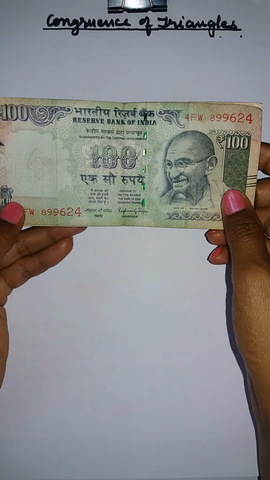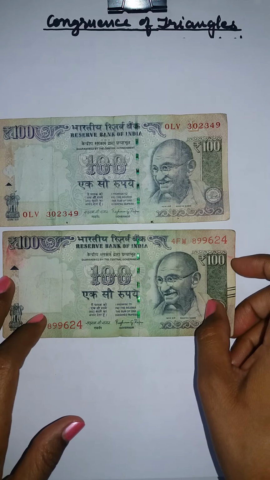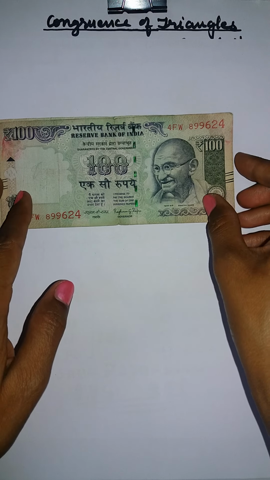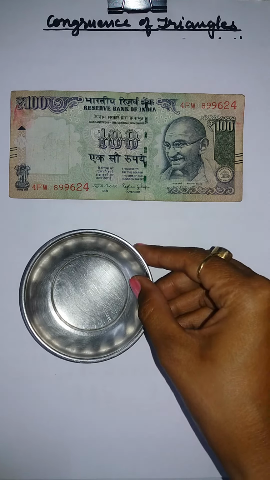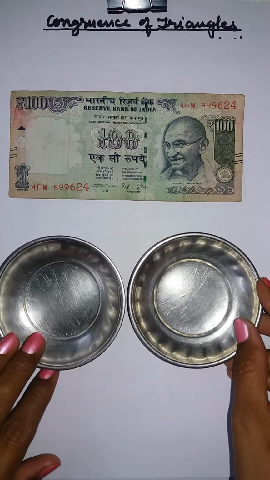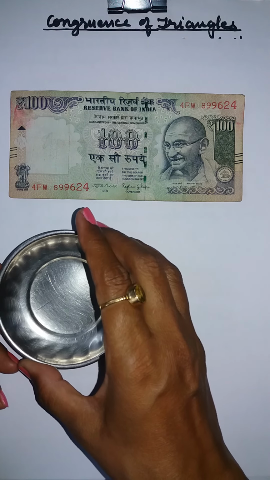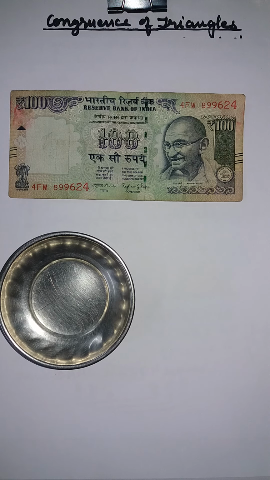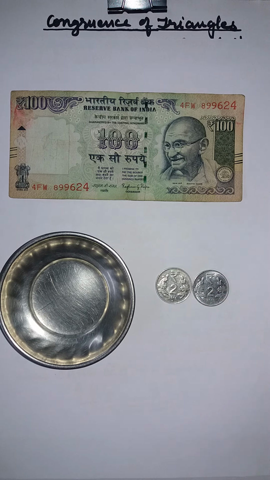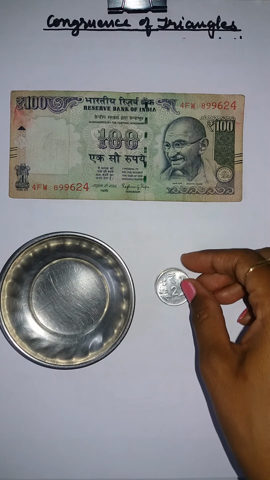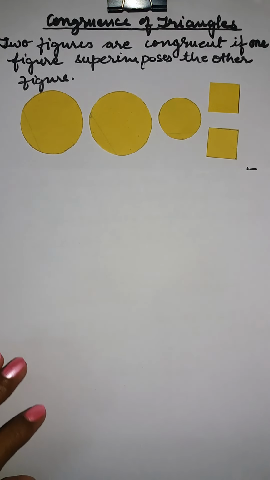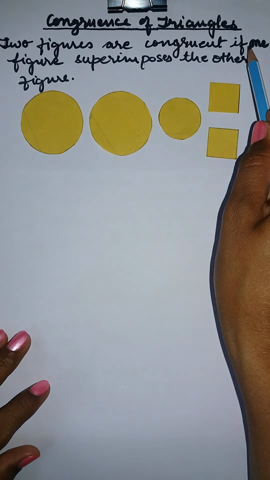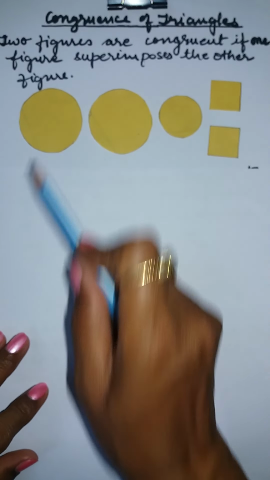a 100 rupee note. There are two 100 rupee notes actually, but when they place one on the other, one hides the other completely. In a similar way, if we take this bowl and one more bowl, they are congruent in shape. If we put one on the other, they hide them exactly. Two coins of 2 rupees, if placed one on the other, they hide them completely. Therefore, we can say two figures are congruent if one figure superimposes the other figure.